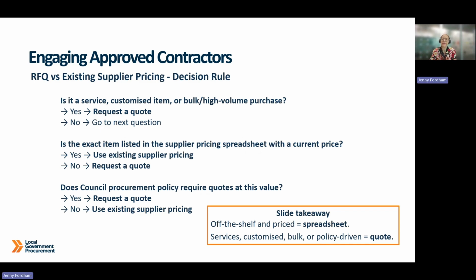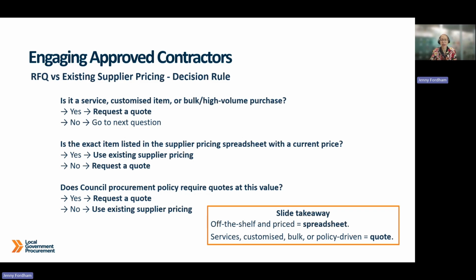This slide turns the guideline from the previous slide into a quick yes/no check you can use before buying. Start by asking, are you buying a service, a customized item, or something in bulk or high volume? If yes, you should request a quote. These purchases need competitive pricing and a clear audit trail.